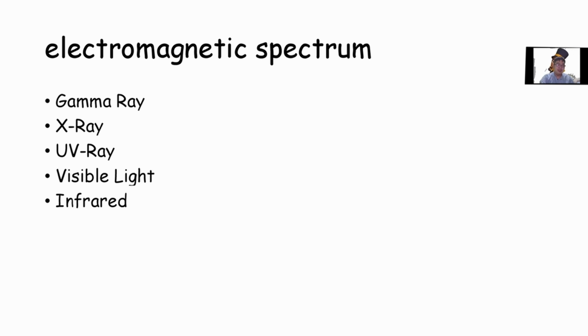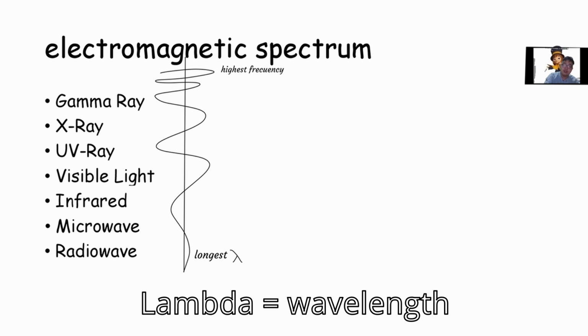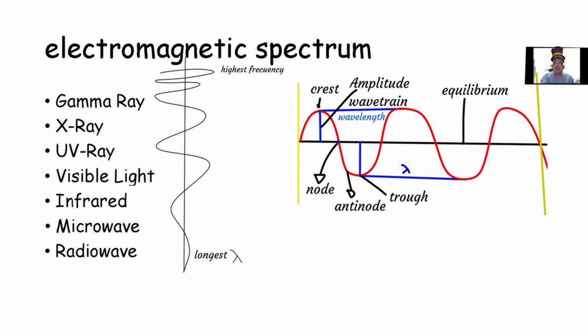Electromagnetic spectrum. From decreasing energy, it is gamma ray, X-ray, UV ray, visible light, infrared, microwave, and radio wave. That is the drawing presenting the wave. As you can see, gamma ray has the highest frequency and radio wave has the longest wavelength lambda. And then this is just a simple diagram of the parts of a wave.